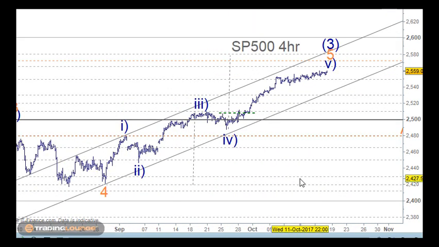So we just need to be a little bit mindful of this. I want to pay attention when we get this. If we get this, when we finish this little structure here, it's got further to go. Just got to check that out.